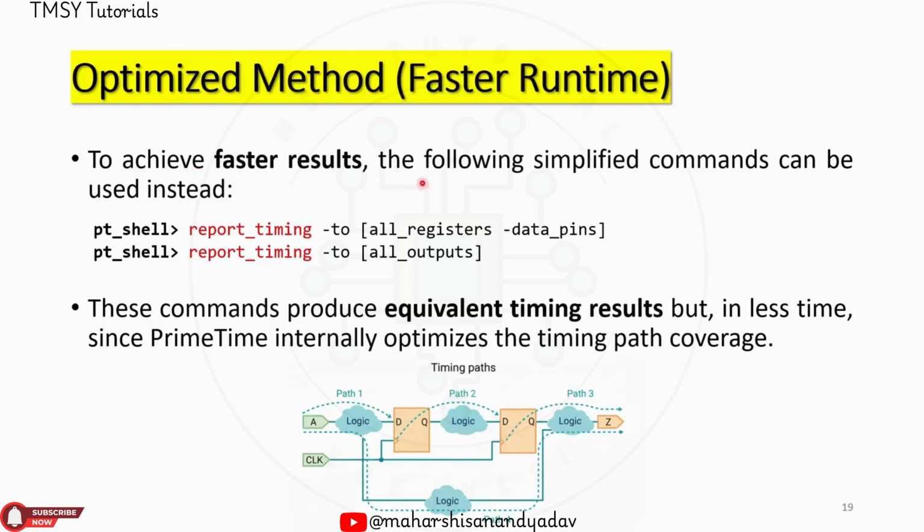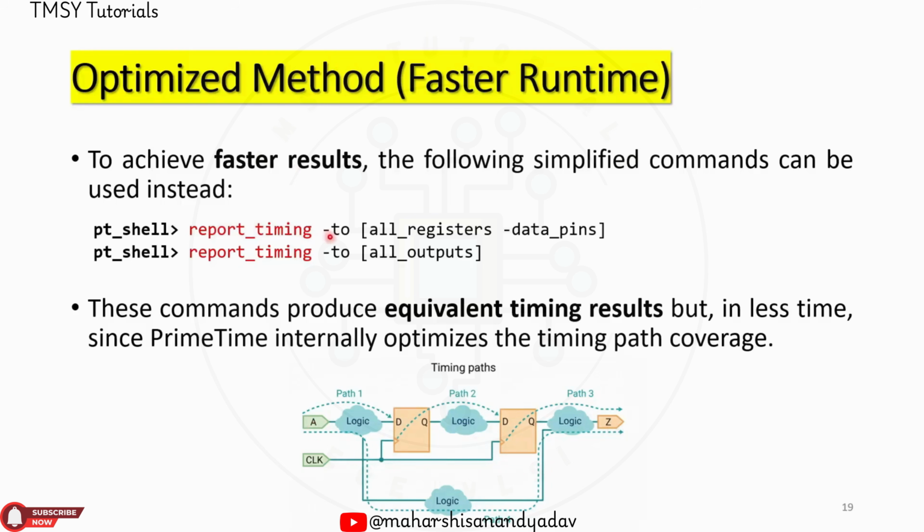To achieve faster results, the following simplified commands can be used. Report_timing -to all registers, that is data pin. So this is data pin, this is data pin, and if you are coming for path 1, this is from, this is to. If you want path 2, this is from, this is to. For path 3, this is from, this is to. And for path number 4, A is from and Z is to.